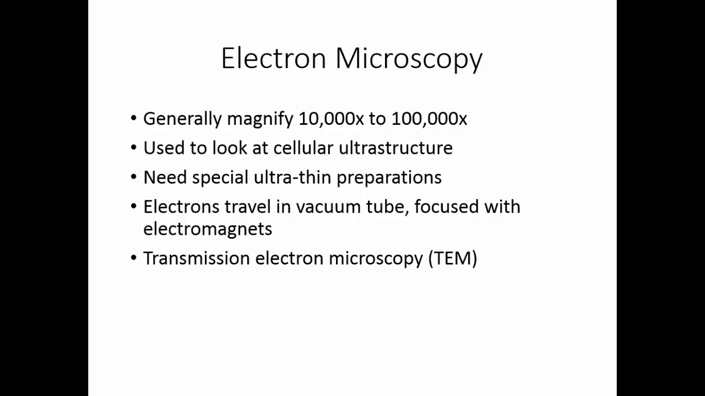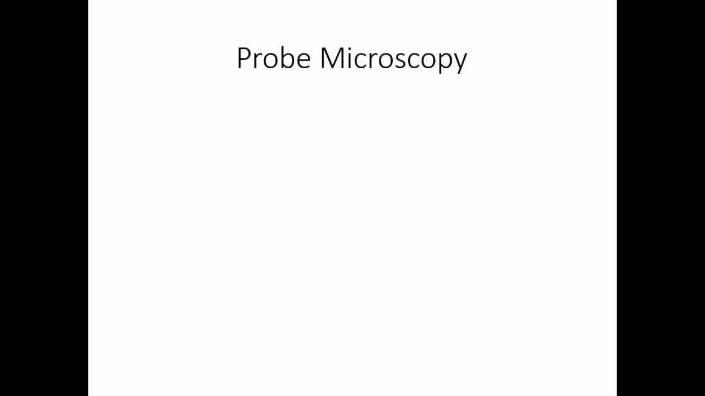Transmission electron microscopes give you a 2D image of something, and a scanning electron microscope gives you more of a 3D image. There are some new electron microscopes called probe microscopes. The magnification here is greater than 100 million times. This is tremendous magnification. There are two types of probe microscopes.